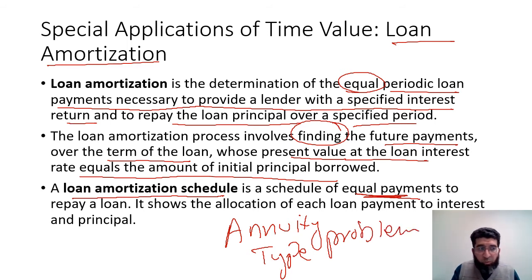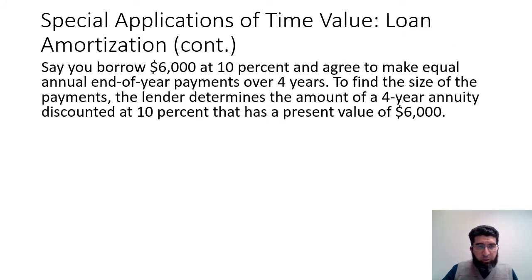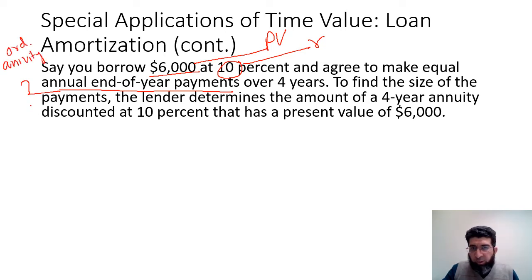Let's look at how it works. Let's look at an example. Say you borrow $6,000 at 10% and agree to make equal end-of-year payments. So we borrow 6,000 right now. This is the present value. 10% is the R, and we agree to make equal end-of-year payments. So this is what we are going to find out. This is the annuity, and it's year end, so it's an ordinary annuity.